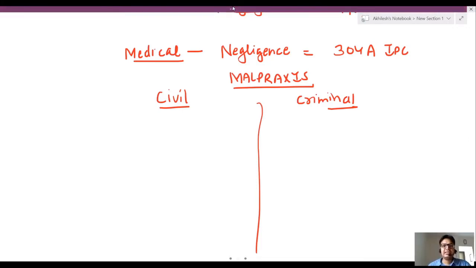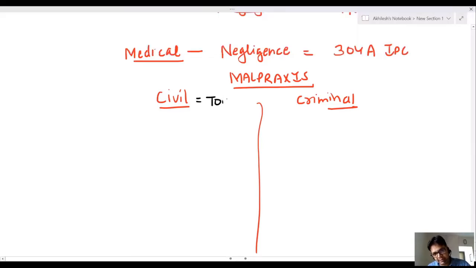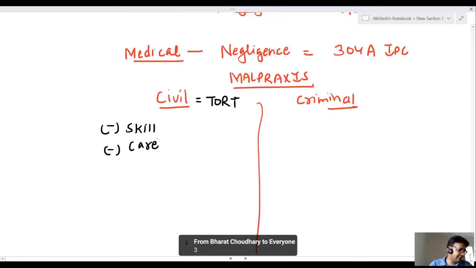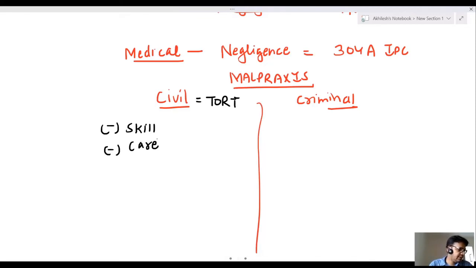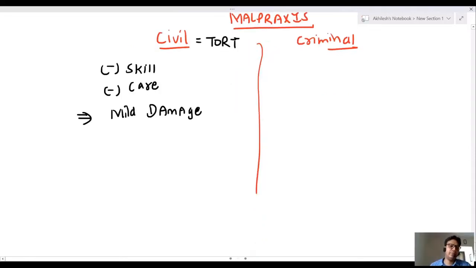Civil negligence, sir, is known as tort. What is civil negligence? Absence of skill, absence of care. There was no skill, no care. Here there is mild damage to the patient, so the doctor has to pay money only.